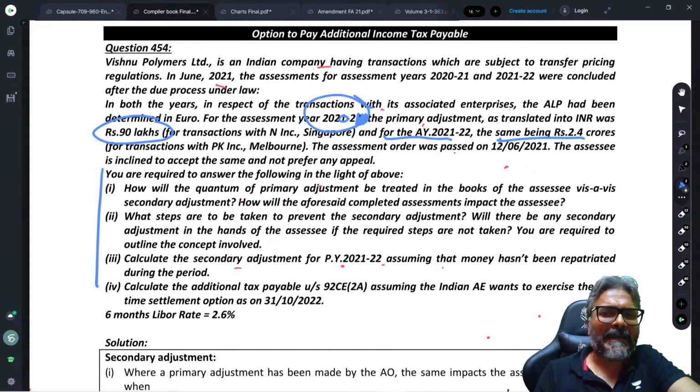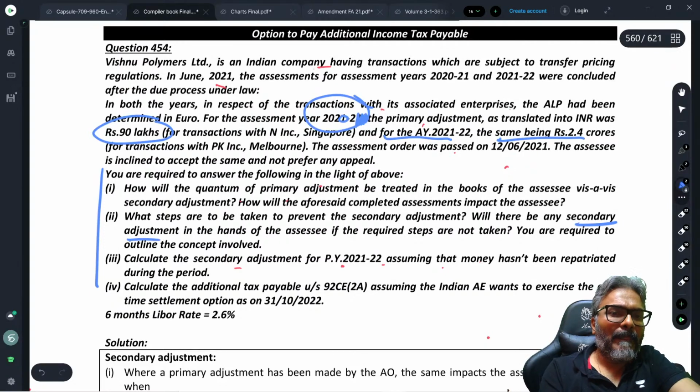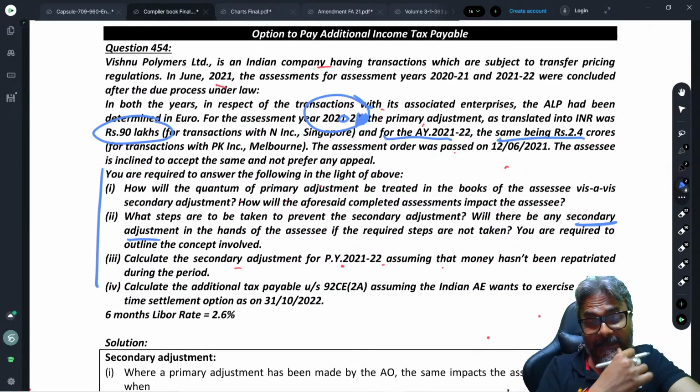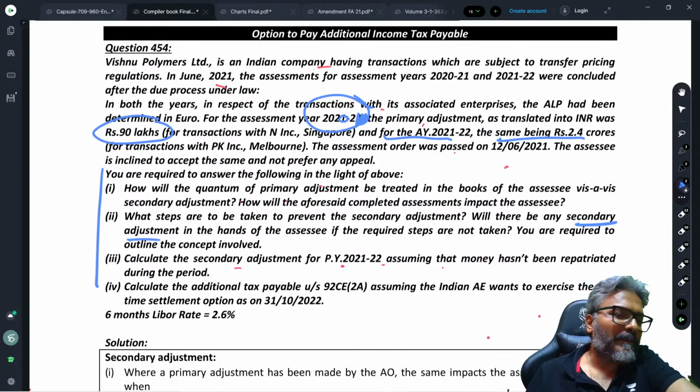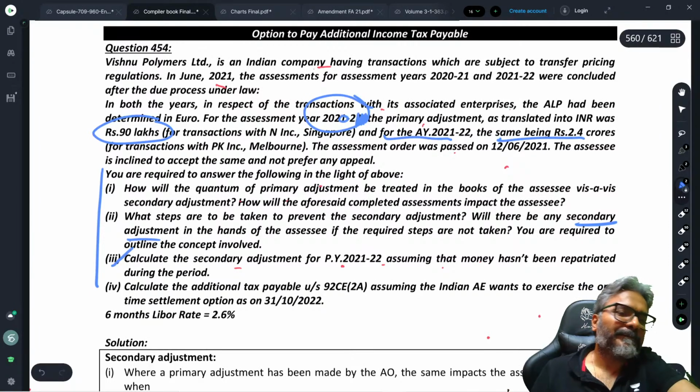Will there be any secondary adjustment in the hands of the assessee, students, if the required steps are not taken? Why not? Yes, there will be. Students, there will be a secondary adjustment and you are required to outline the concept. So, this is only the concept. Now, the practical is third.